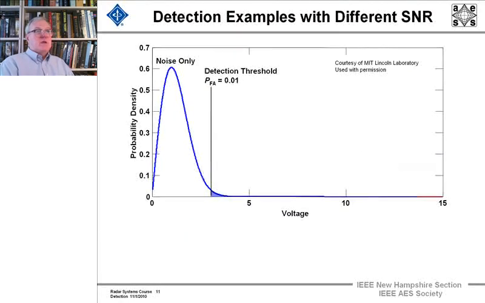Now, this is an example with a different signal-to-noise ratio. We've compressed down and spread out the voltage. And here we have a probability of false alarm of 10 to the minus 1 set. So this is 1/10th of the area of the whole curve.